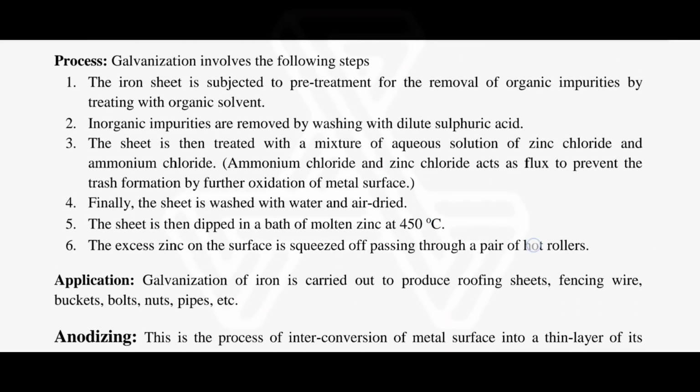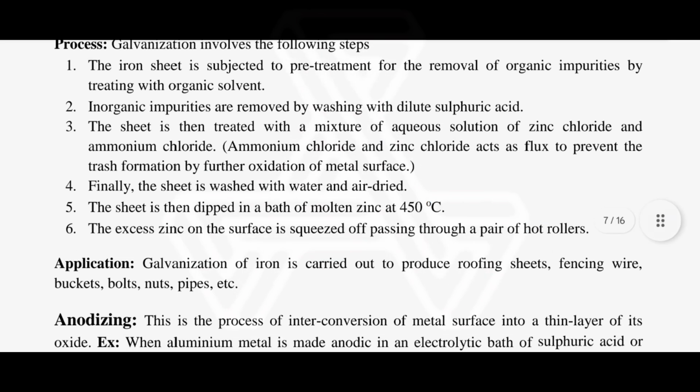The galvanization process involves the following steps. The iron sheet is subjected to pre-treatment for the removal of organic impurities by treating with organic solvent. Inorganic impurities are removed by washing with dilute sulfuric acid. The sheet is then treated with a mixture of aqueous solution of zinc chloride and ammonium chloride. Ammonium chloride and zinc chloride act as flux to prevent dross formation by further oxidation of the metal surface. Finally, the sheet is washed with water and air dried.